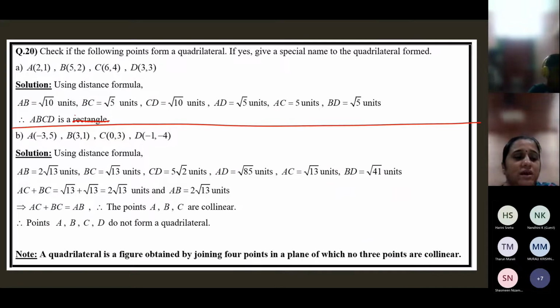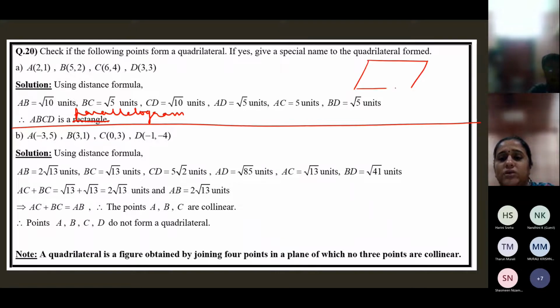Then ABCD is a parallelogram, because you can see that opposite sides are equal and diagonals are unequal. AB is root 10, BC is root 5, CD is root 10, AD is root 5. So clearly both pairs of opposite sides are equal. So this is a property of a parallelogram. 9th standard quadrilaterals.